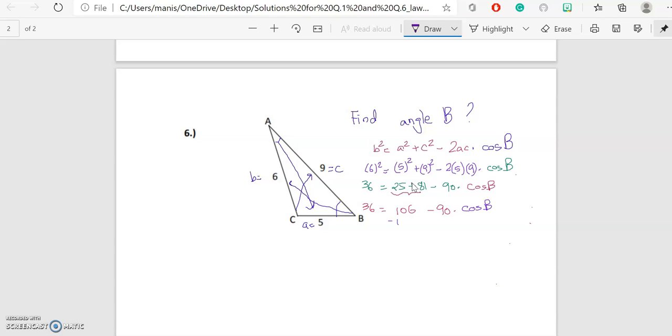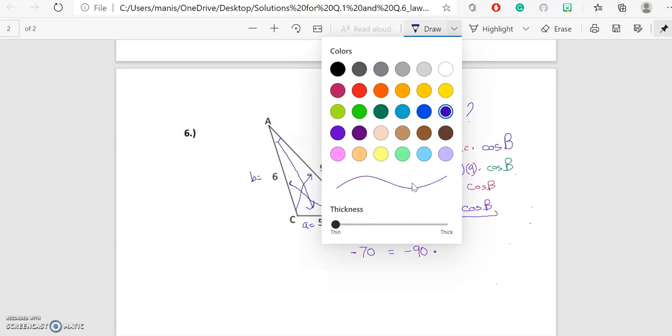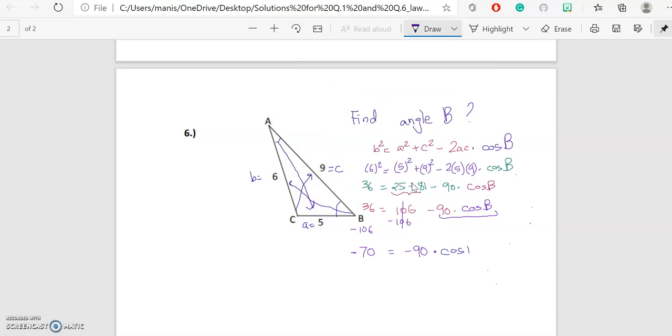Now I will subtract 106 from both the sides. Do not subtract these two because this is one separate entity over here. I will subtract 106 over here. This will be cancelled out. So 36 minus 106 will give me what? It will give me negative 70 is equal to negative 90 times cosine of B. So this is your cosine of B.